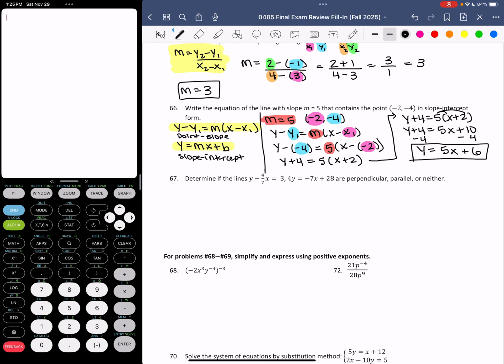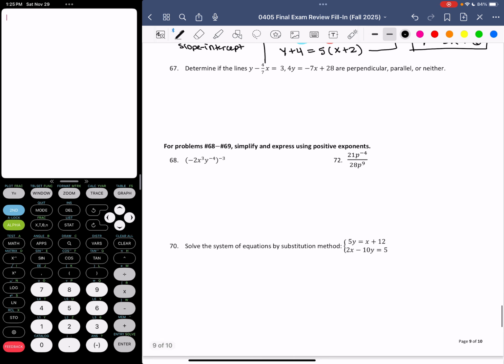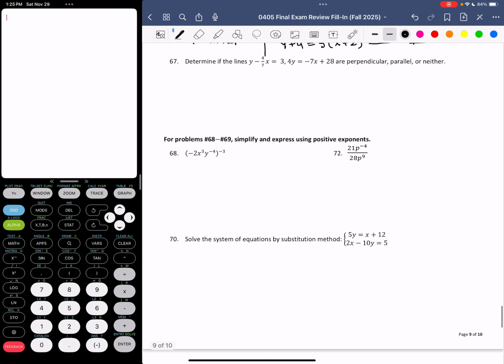Okay. Determine if the lines y minus 4/7 x equals 3 and 4y equals -7x plus 28 are perpendicular, parallel, or neither. Okay, in order to know if lines are parallel, perpendicular, or neither, we must know a couple of things. In order for lines to be parallel, they must have the same slope but different y-intercepts, okay? Let's see here.